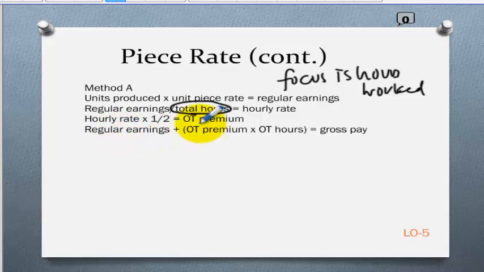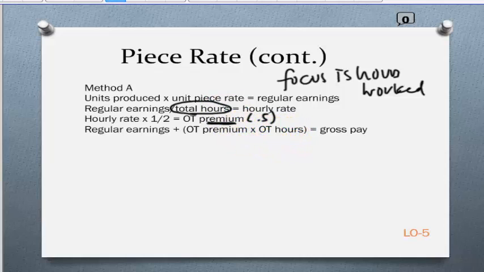Then you calculate the overtime premium. Notice this is a premium, so remember that's our 0.5. You take the hourly rate times the 0.5 to calculate an overtime premium. The reason it's an overtime premium is because we've already figured out our hourly rate based on total hours, which includes our overtime hours. So all that's left to worry about is the 0.5. Then we calculate our gross pay by taking regular earnings plus our overtime premium times our overtime hours.